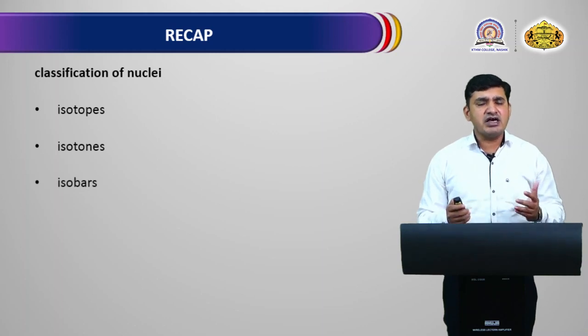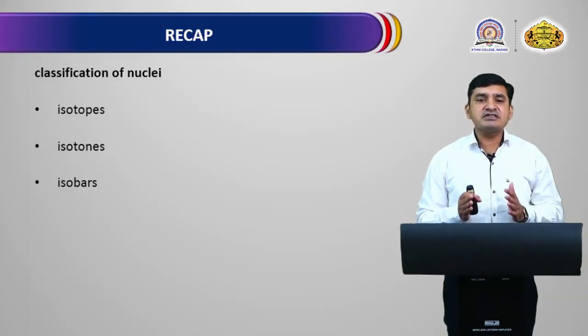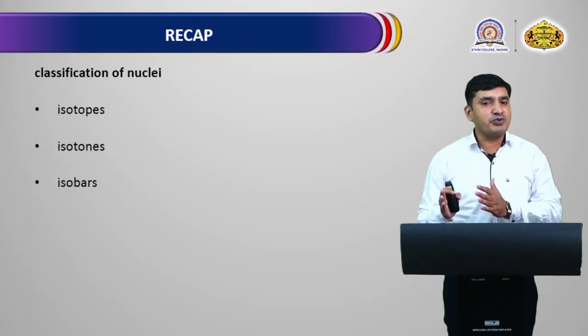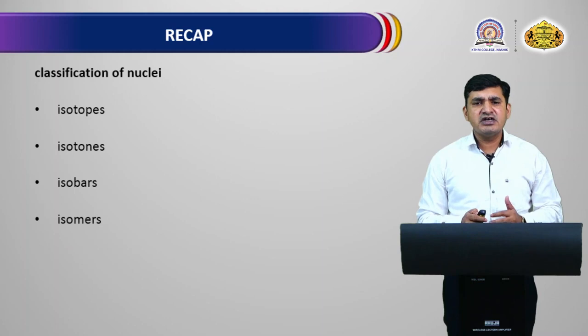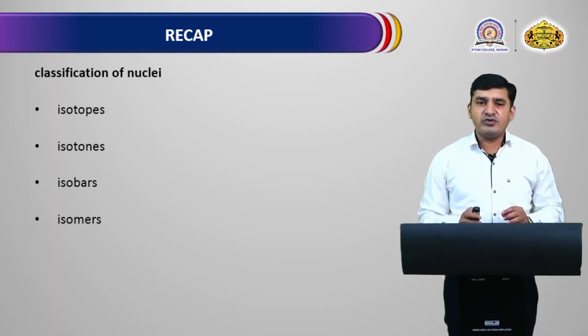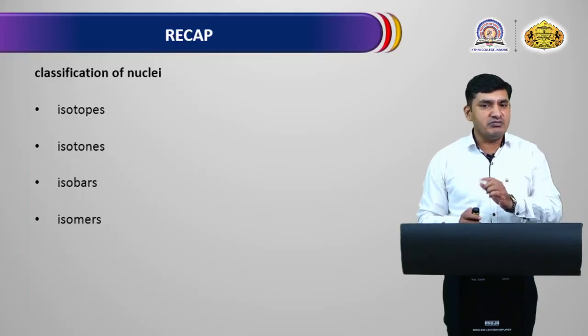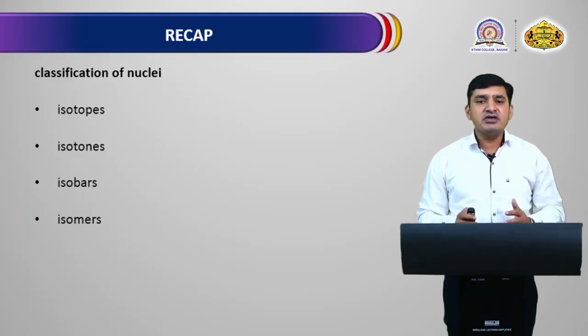Then what are isobars? The elements which have the same mass number but a different proton number are isobars. And fourth, what are isomers? The elements which have the same atomic number and same mass number are isomers. All these we discussed in the previous lecture.